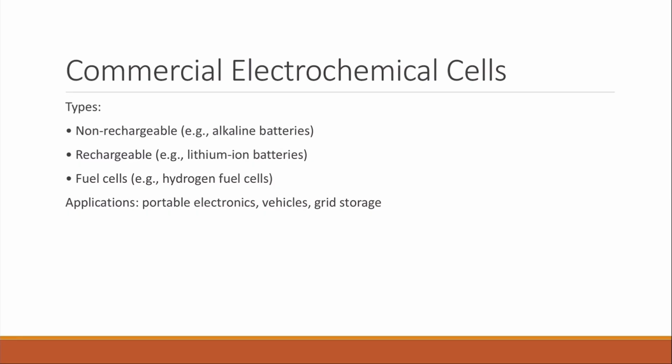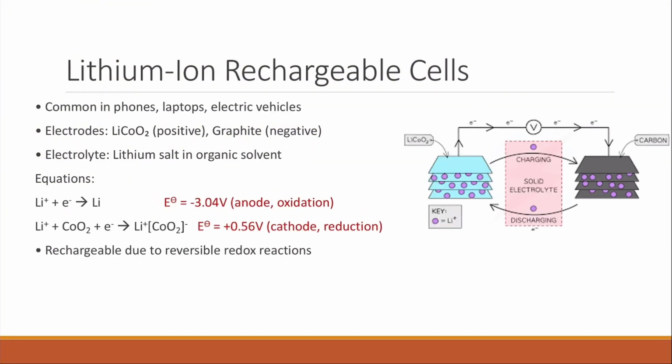Then the commercial electrochemical cells, the ones that mostly come in the exam, are the rechargeable lithium ion batteries, and the fuel cell or hydrogen fuel cell. So lithium ion are these rechargeable cells which you can use and then recharge, like the one that you use with your laptops or your mobile phones. The electrodes here for the lithium ions are a positive and negative electrode, or a cathode and anode. The positive electrode, or the cathode, is lithium copper oxide, and the negative electrode here is graphite. The electrolyte is lithium salt in organic solvent.